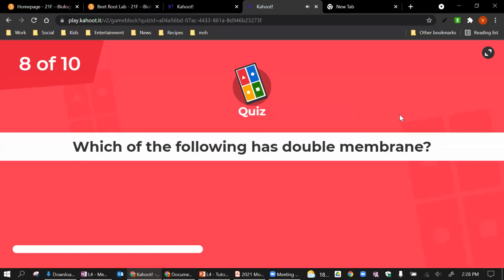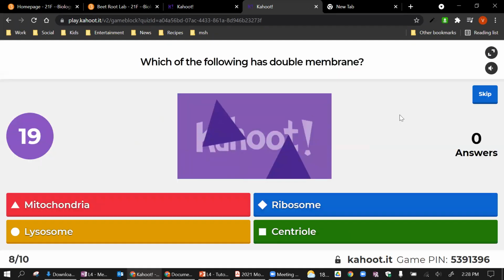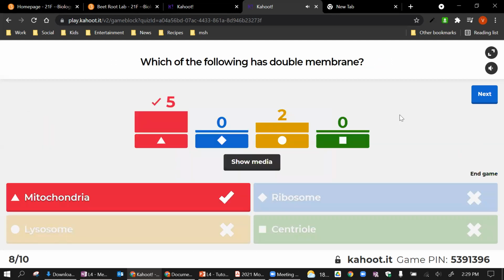Just 3 more questions. Yeah, that's good. Outer membrane and the inner membrane, right? The inner one folds into the cristae. We labeled the mitochondria before. Lysosome only has one membrane, okay?